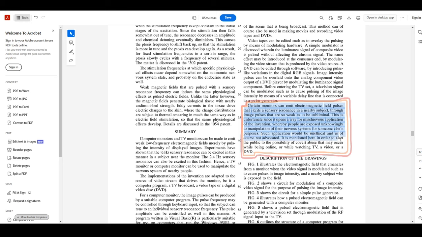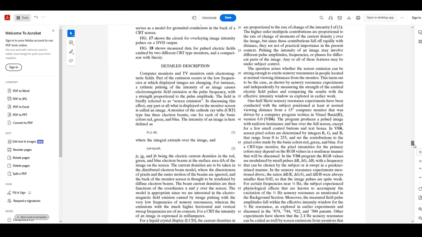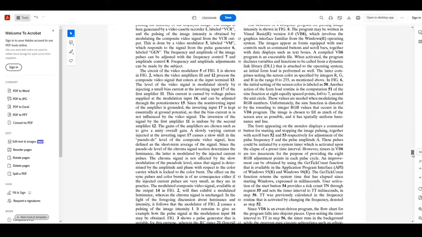It is mentioned here in order to alert the public to the possibility of covert abuse that may occur while being online or while watching TV, a video, or a DVD. End quote. Consider for a moment that the patent itself is warning the public that someone else can manipulate them subliminally through their screens.